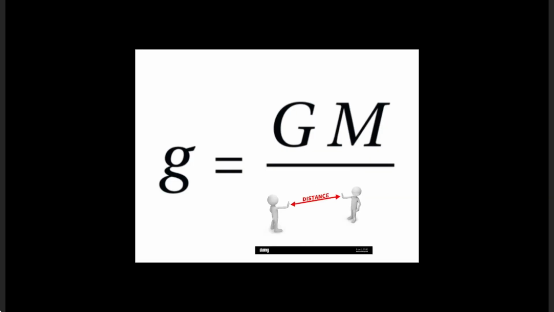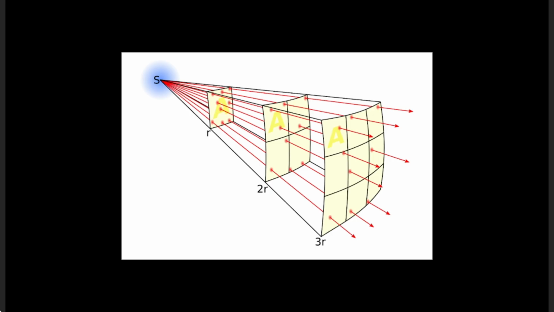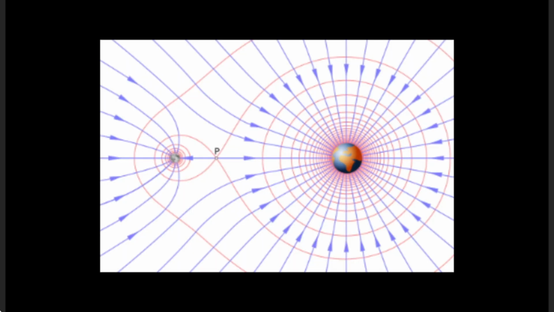At any point, it can be found with g equals gravitational constant times mass over the distance between their centers of mass squared, following the inverse square law. This means that if the distance is doubled, the gravity is 1/4 as effective. Gravitational fields can also be represented with field lines. They point in the direction of gravity and show that gravity is stronger where they are closer together.